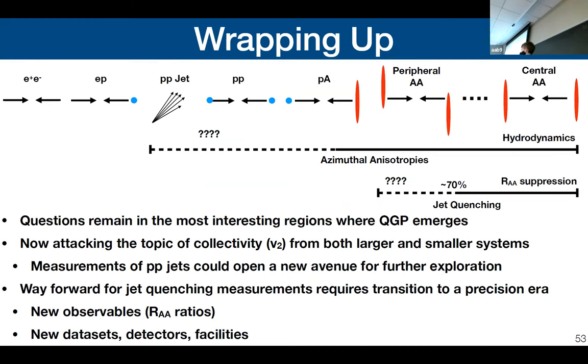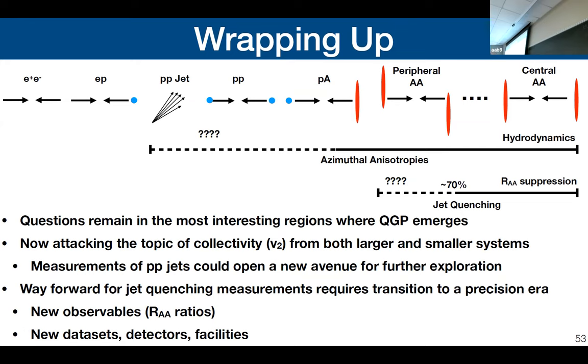Okay, so let me wrap up about the jet quenching. We still have questions remaining about this most interesting region where we transition from large heavy ion collisions to smaller systems, right? You can see that summarized by these dotted lines. We're now attacking this topic of collectivity from both sides of the diagram here, basically. And we think that measurements of proton-proton jets could even push this further.